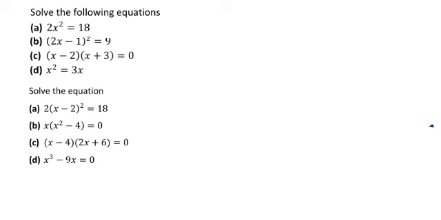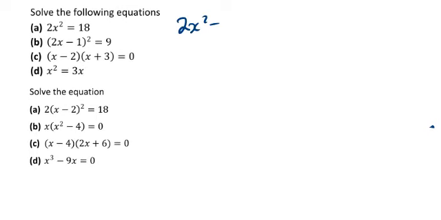Now, the first question which I'm having is saying, solve the following equations. So when they have asked you to solve an equation, it simply means that they just want you to find the value of x. So when you have something like this, we just want to make x the subject. Which simply means that you're going to divide by 2 on both sides. So 2 into 2 is 1, so x squared will be equal to 9.